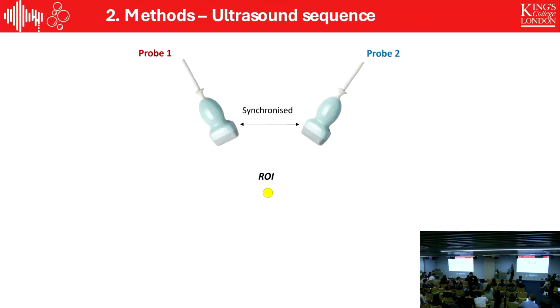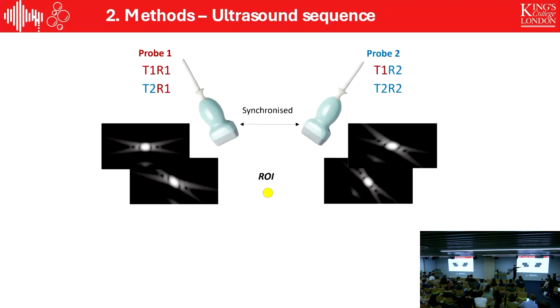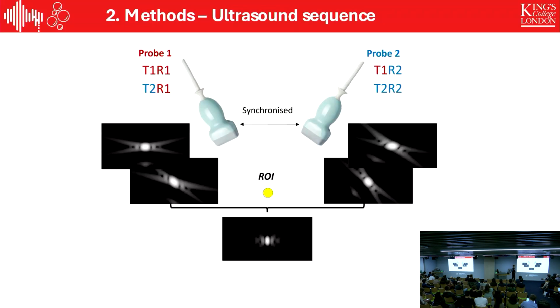Here is an ultrasound sequence. We transmit on probe 1 and receive by both, and we transmit on probe 2 and receive by both. We get 4 data sets here. We coherently combine the 4 data sets. In this way, we get an increased signal-to-noise ratio, we have an extended field of view, and we can improve the lateral resolution.